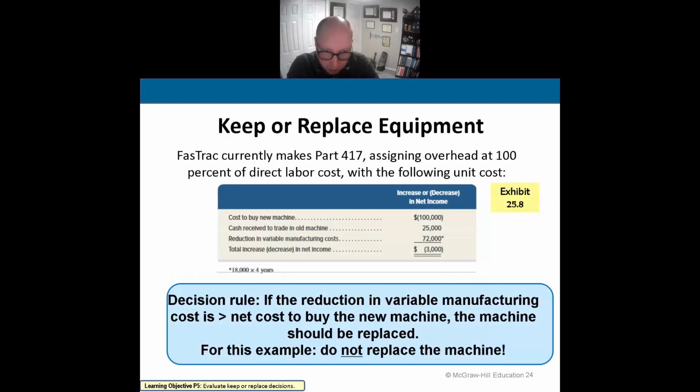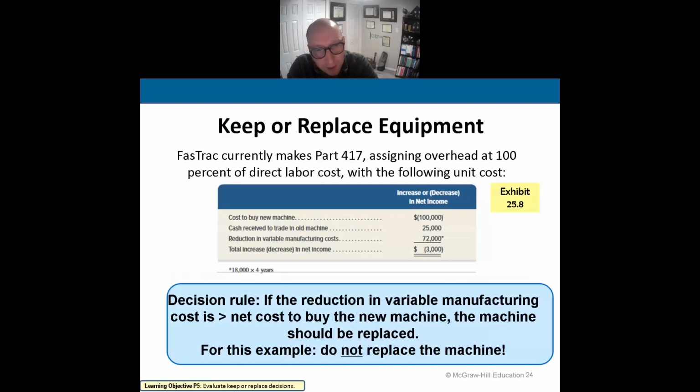The chiller broke. It was about to break. We had to make a decision to keep or replace it. If we kept it, that means we had to repair it. If we replaced it, that means we had to buy a new one. So we had to go through the decision process, and it went something like this. The cost to buy a new machine, $100,000. In our case, it was over $1 million, but besides the point.